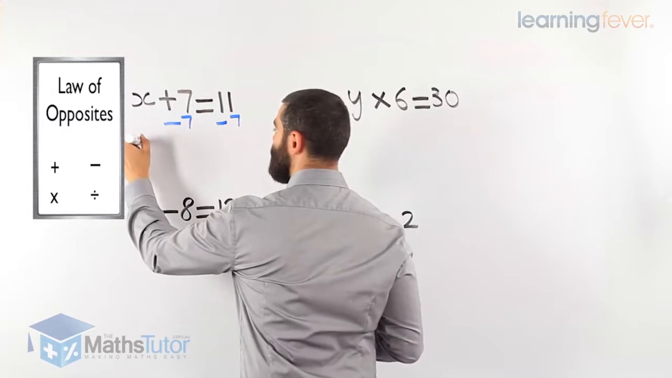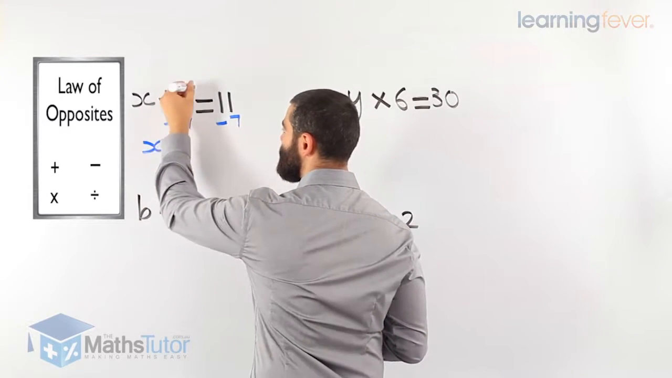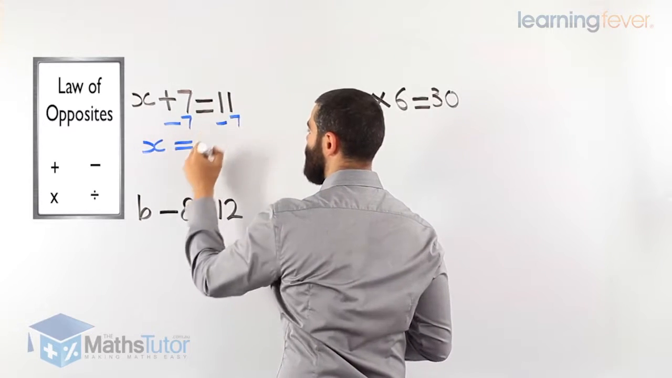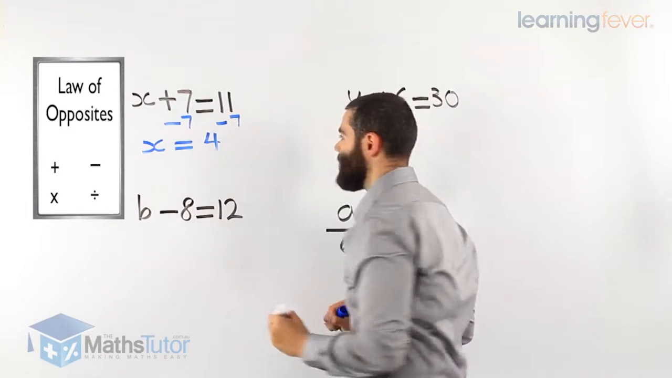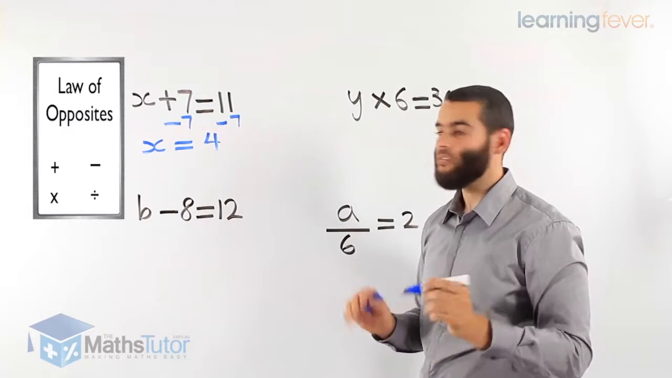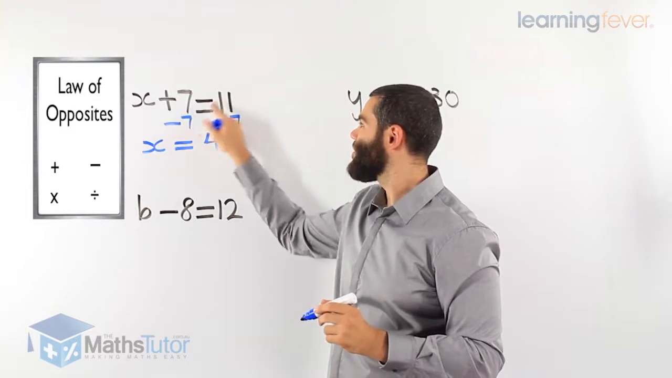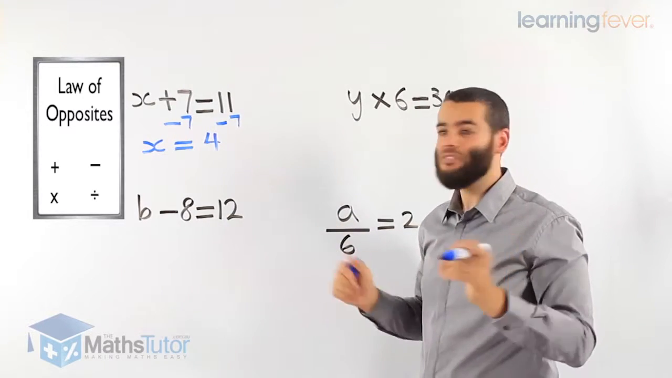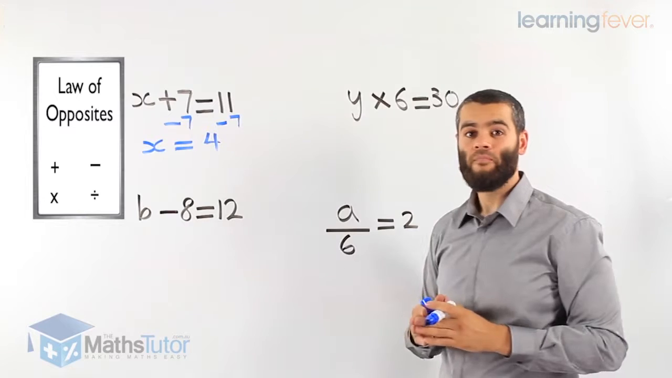So what are we going to be left with on this side? X, because the 7 is gone, and 11 take away 7, x is 4. Is it right? 4 plus 7 is 11. Well done. Very, very good. That's it. That's equations. Let's do this one.